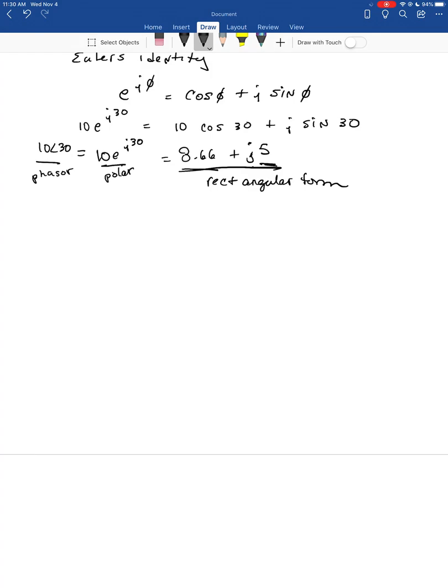All right, now let's talk about the application of this in an actual circuit. So we looked and we saw that basically we have two universes. We have the time domain and we have the phasor domain.